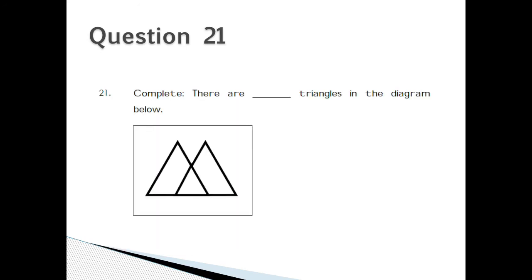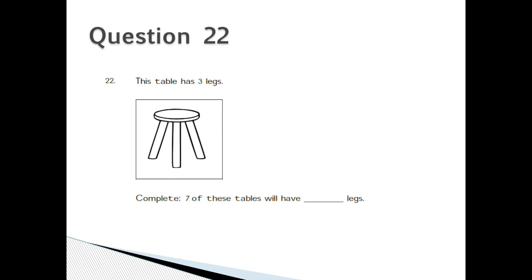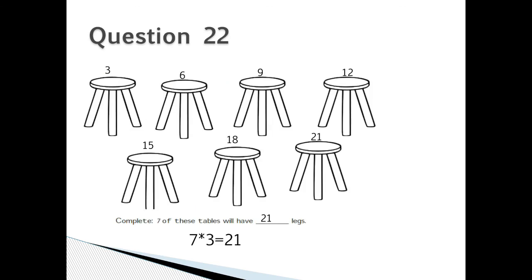Question 21. Complete. There are how many triangles in the diagram below? There are 3 triangles in the diagram below. This table has 3 legs. Complete. 7 of these tables will have how many legs? 7 of the tables will have 21 legs. 7 times 3 is equal to 21.